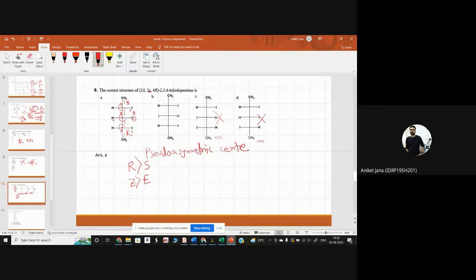Is that clear to everybody? Okay, and there is a sigma plane as you can follow. The upper part is the mirror image of the lower one, so a plane of symmetry passes through the middle of the molecule. So this is called the pseudo-asymmetric center. Though this molecule has a plane of symmetry, it is defined as the small s, right? Any confusion? Okay.